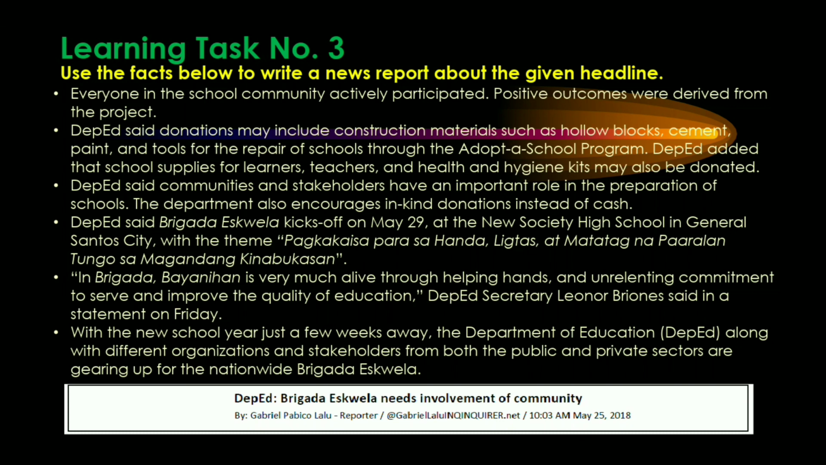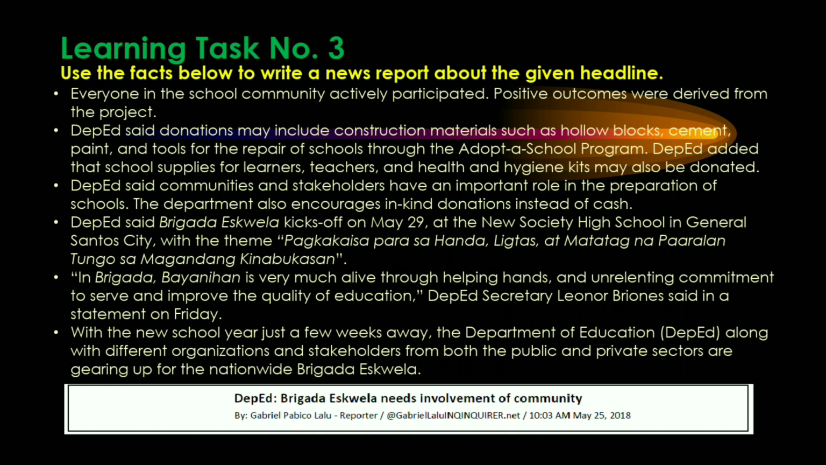DepEd said Brigada Eskwela kicks off on May 29 at the New Society High School in General Santos City with the theme Pagkakaisa para sa handa, ligtas at matatag na paaralan tungo sa magandang kinabukasan. In Brigada, bayanihan is very much alive through helping hands and unrelenting commitment to serve and improve the quality of education, DepEd Secretary Briones said in a statement on Friday.